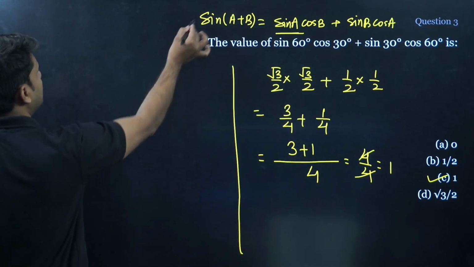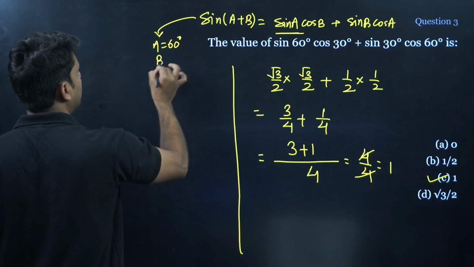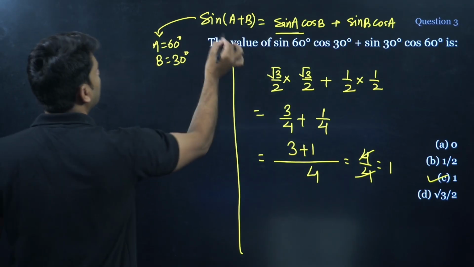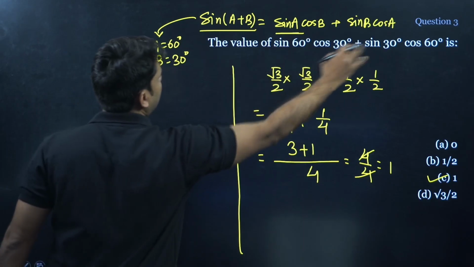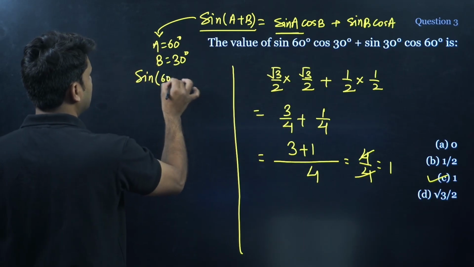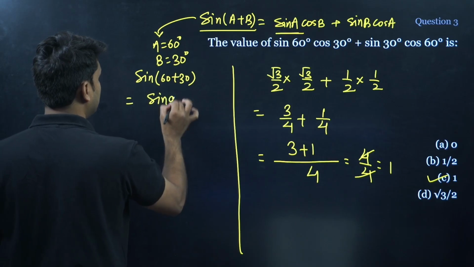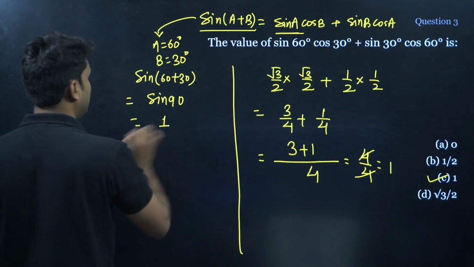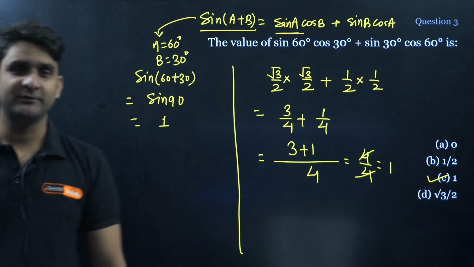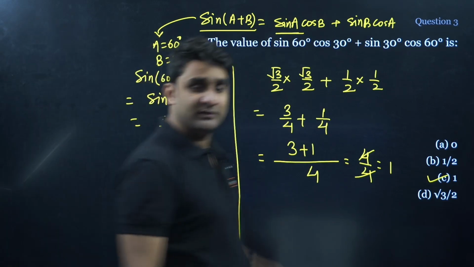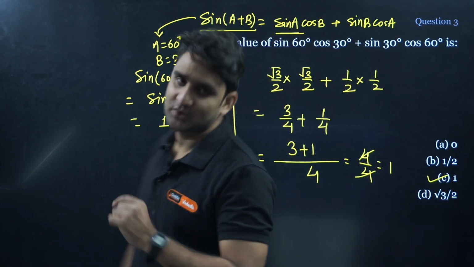Here A is equal to what, guys? 60 degrees, and B is equal to what, guys? 30 degrees. So what will be the value? We can write this entire format as sin(60 plus 30), and 60 plus 30 will be 90, and sin 90 is equal to 1. Look at the result. So many methods. This is the beauty of trigonometry, guys. Trigonometry is really very easy. Okay, moving ahead.